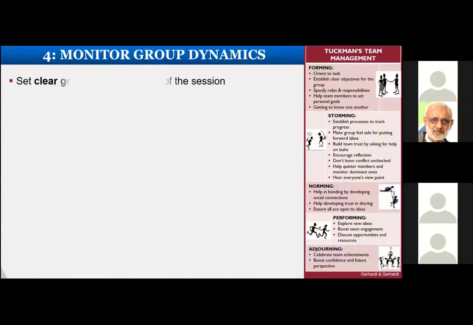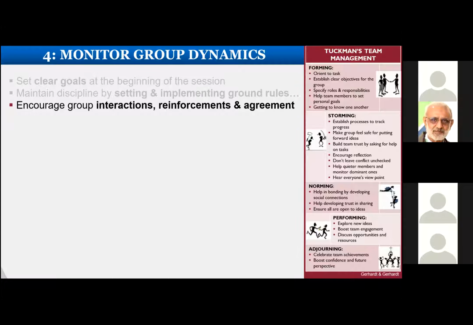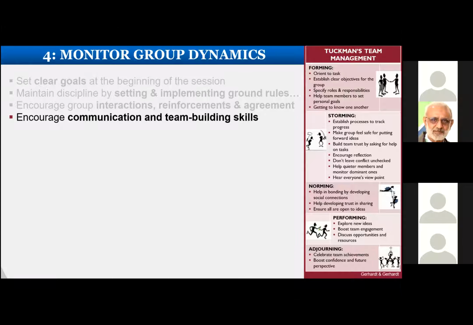Monitoring the group dynamics. Set clear goals at the beginning of the sessions. When you meet the students for the first time, say in the beginning of the year, set clear goals at the beginning of that time. Maintain discipline by setting and implementing the ground rules. Both the facilitator and the students help to set the ground rules, and they should be implemented by both parties. Encourage group interaction, reinforcement, and agreement. Encourage communication and team building skills.